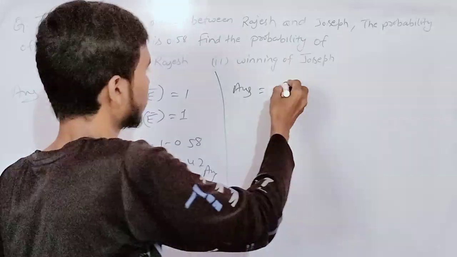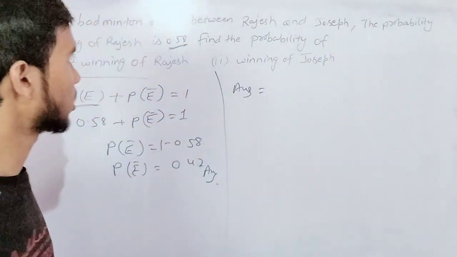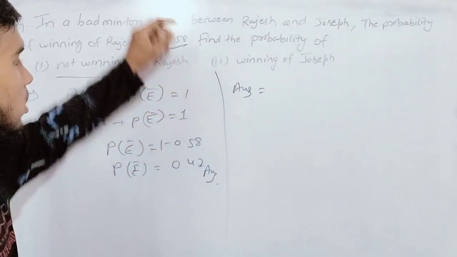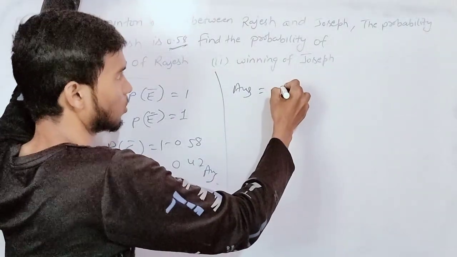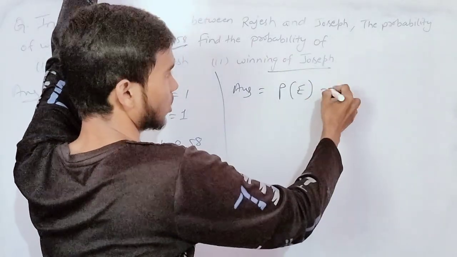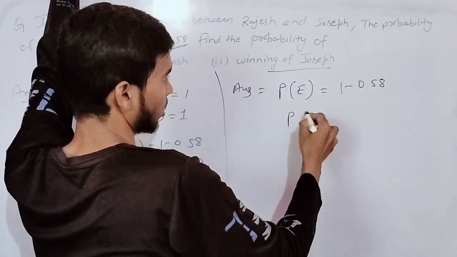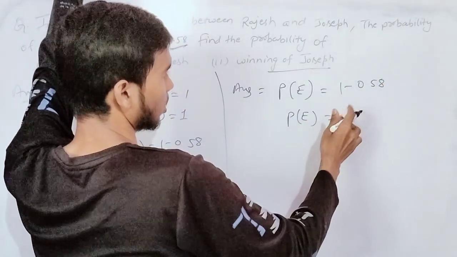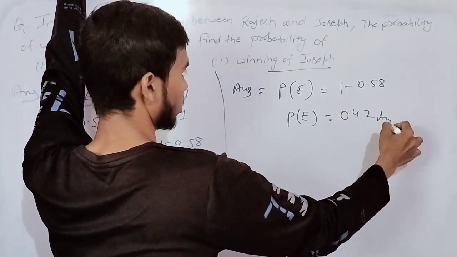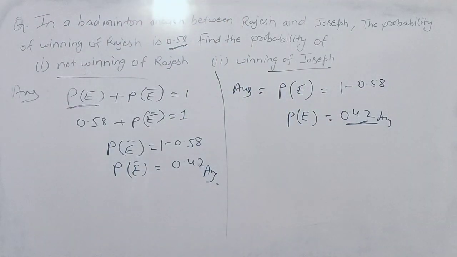So you would say that if this is the probability of winning of Rajesh, the probability of winning of Joseph would be 1 minus 0.58. Yes, you will get 0.42. So this is the probability of winning of Joseph. That is how you will solve it.